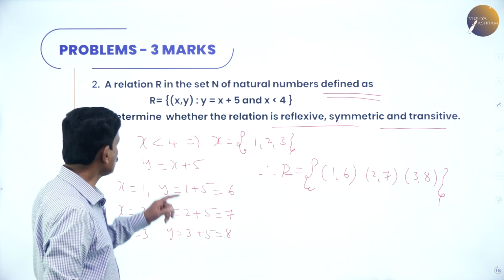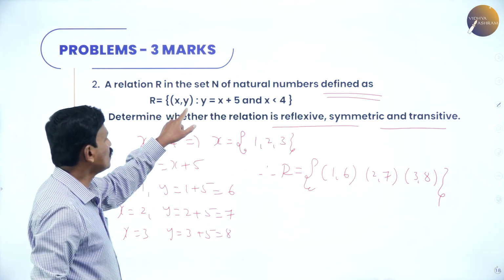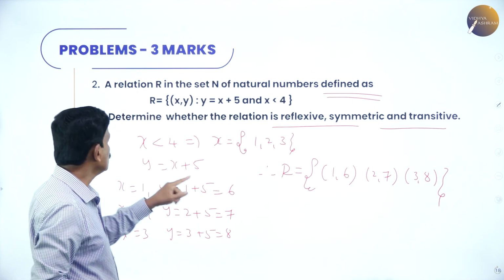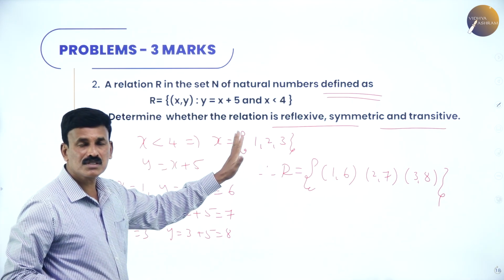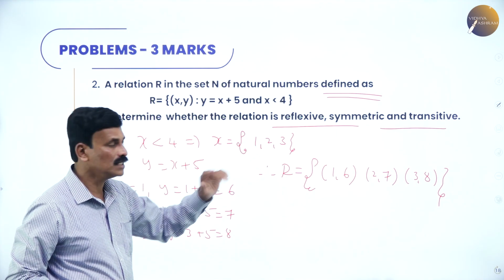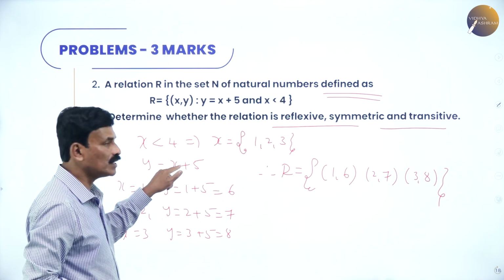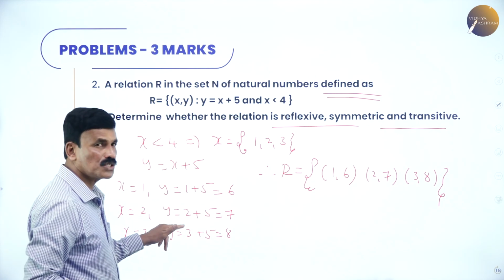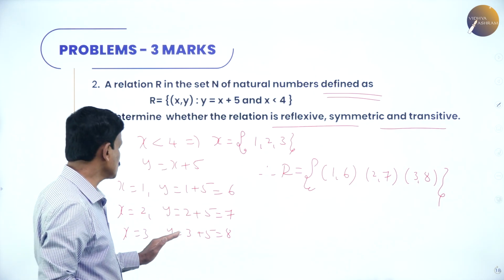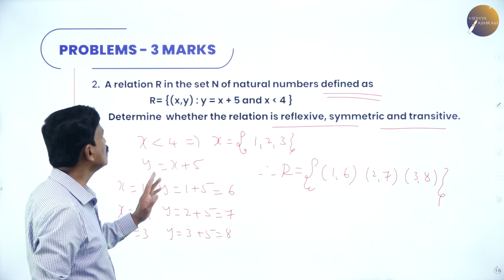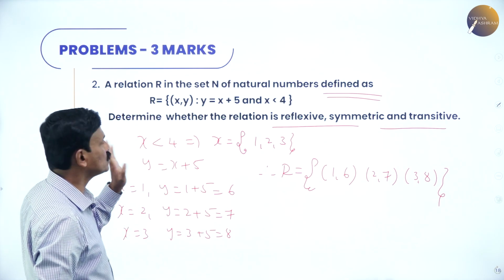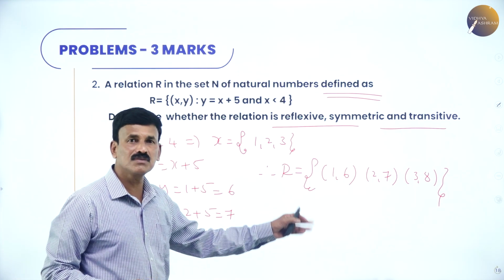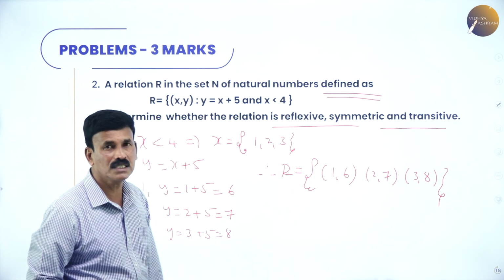See here, R is the set of (x, y) such that y is equal to x plus 5, where x is less than 4. x is less than 4 means the values of x are 1, 2 and 3. So take x is equal to 1: 1 plus 5 is equal to 6. Again x is equal to 2: 2 plus 5 is 7. x is equal to 3: 3 plus 5 is 8. Where x belongs to the set of natural numbers, 1, 2, 3 are the natural numbers. Now, here the relation is (1, 6), (2, 7) and (3, 8).